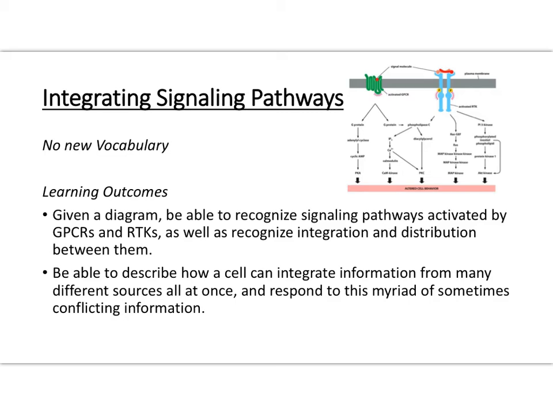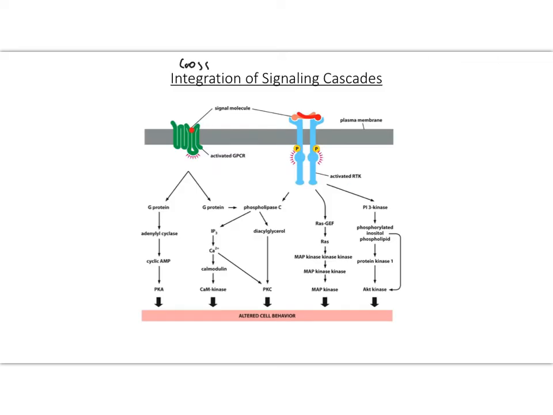This video is integrating signaling pathways. This is figure 16-40 from your textbook, and it's titled The Integration of Signaling Cascades. We could also substitute the word crosstalk for integration, and we can also substitute the word pathways instead of cascades.